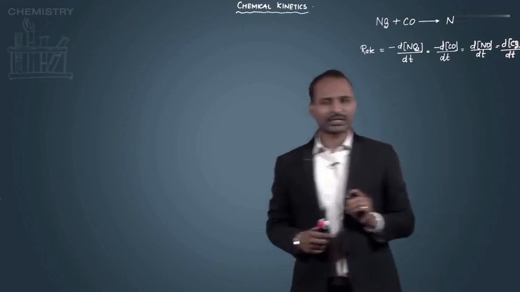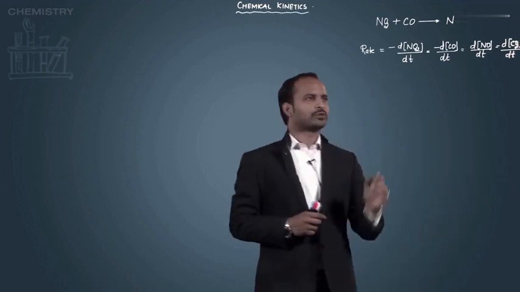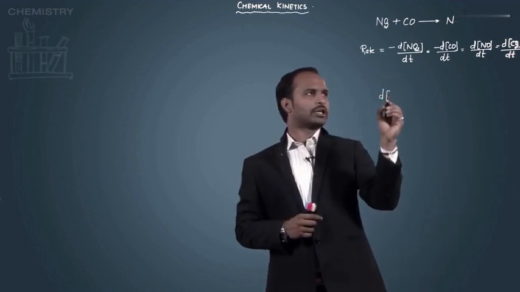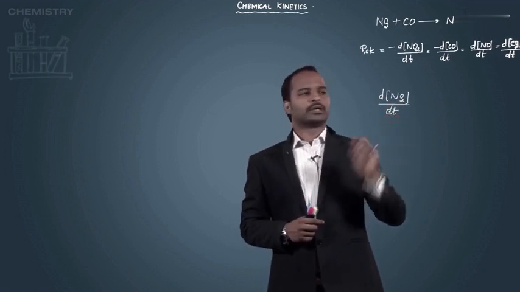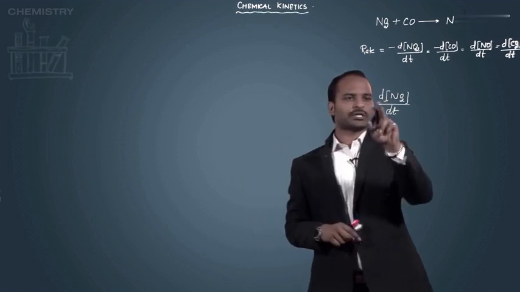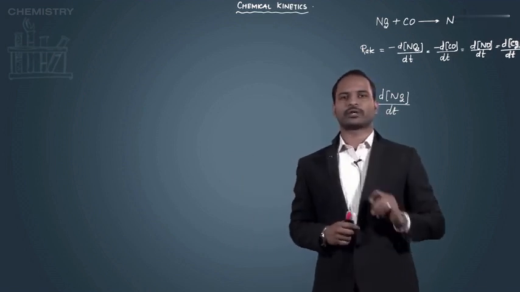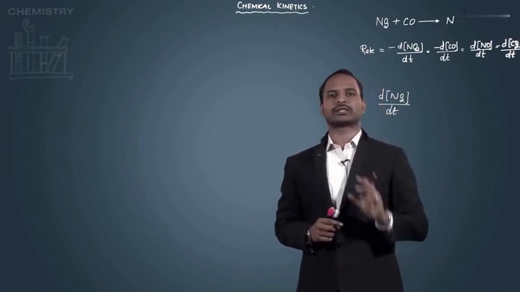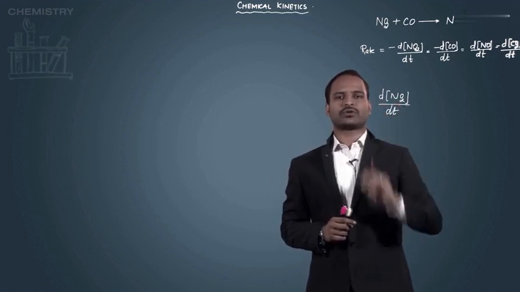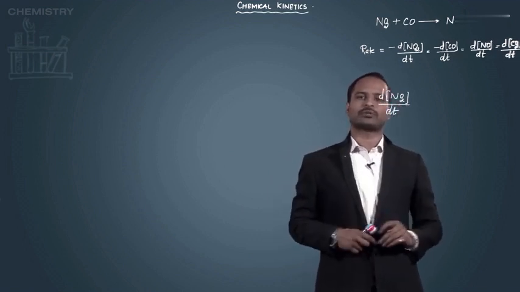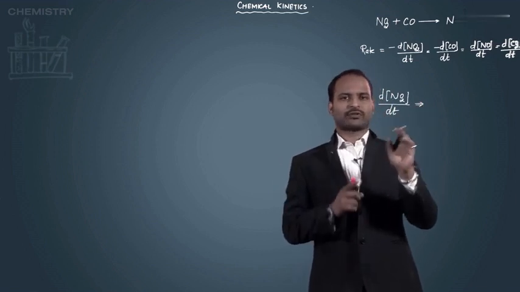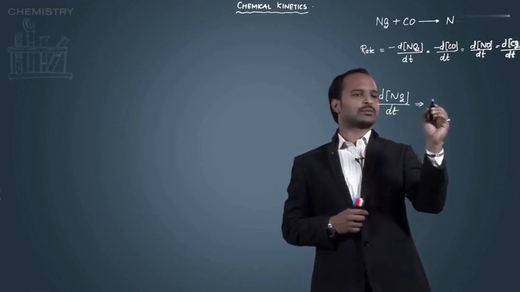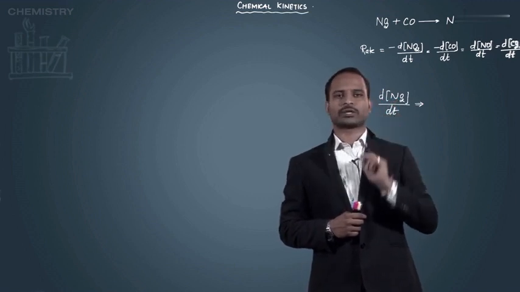Now let's try to understand the meaning of some terms. Suppose I'm writing dNO2 by dt, what does it mean? The d means the change in concentration of NO2 with respect to time. With the time, how much NO2 is changing. So instead of saying rate of reaction, I will say it tells us about the change in amount of this with respect to time.